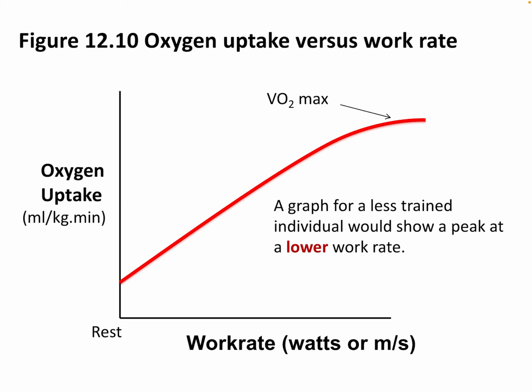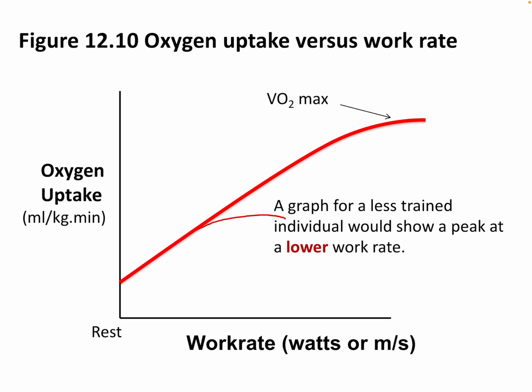Now, what would you expect to see in a less trained individual? As you might guess, it's going to level off sooner. So they might not get to 6, 7, or 800 watts. They might level off at 300 watts, or they might only be able to get to 8 miles per hour, 6 meters per second on the treadmill.